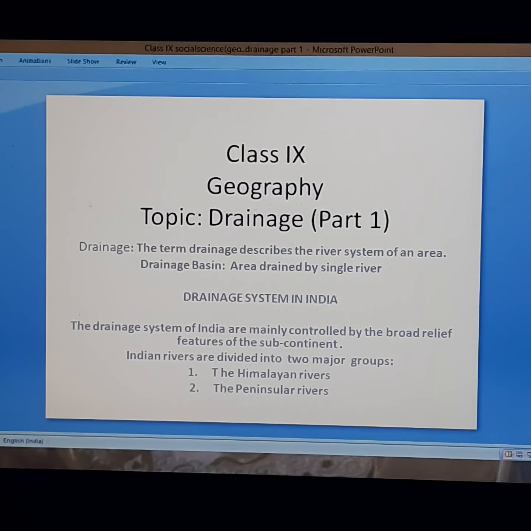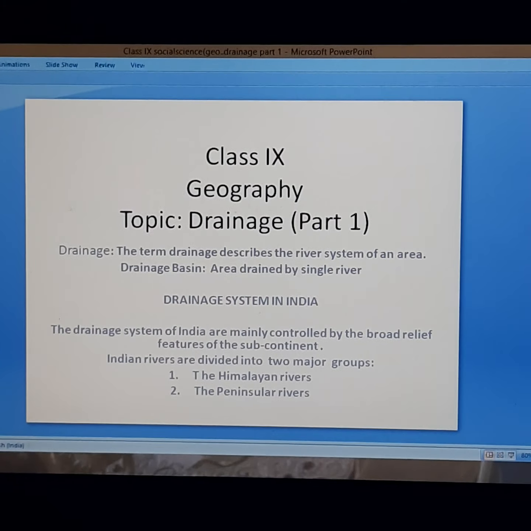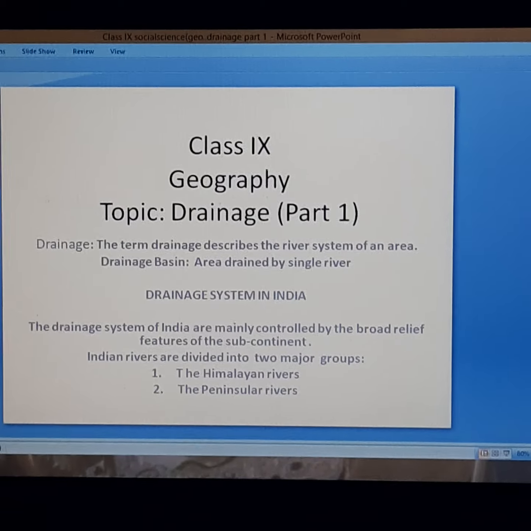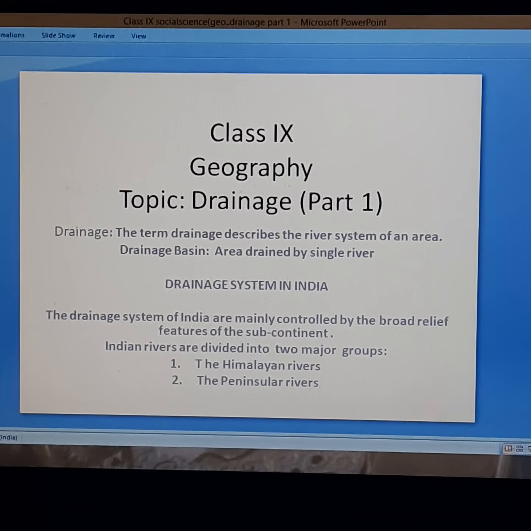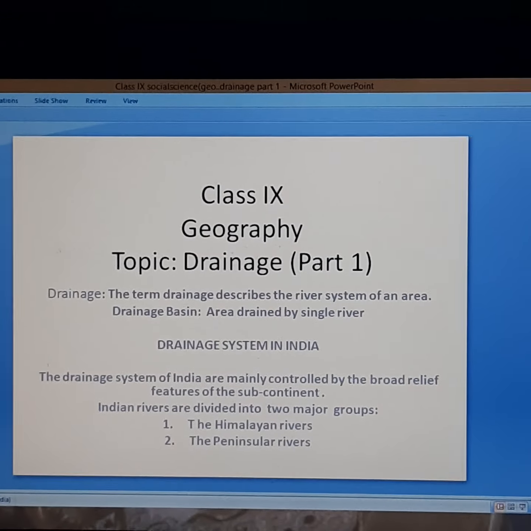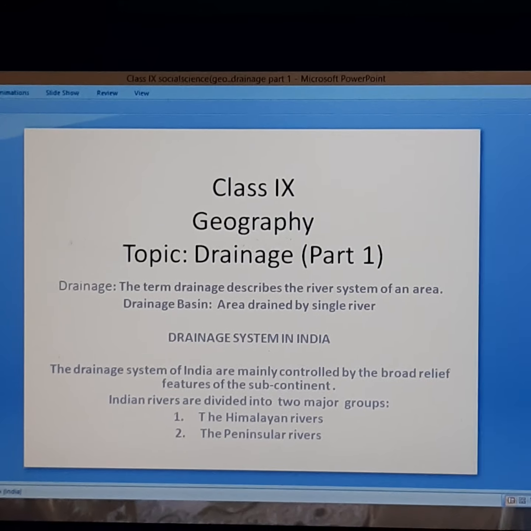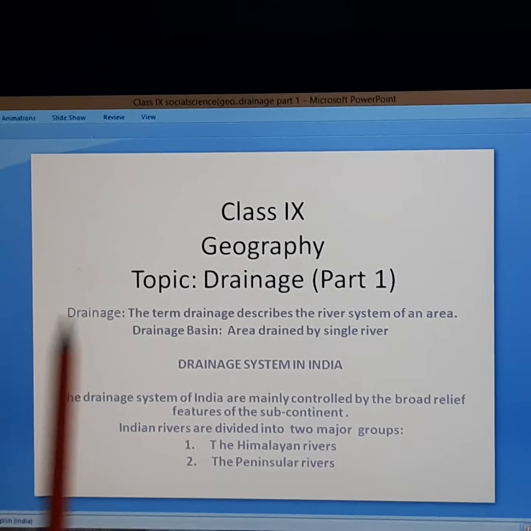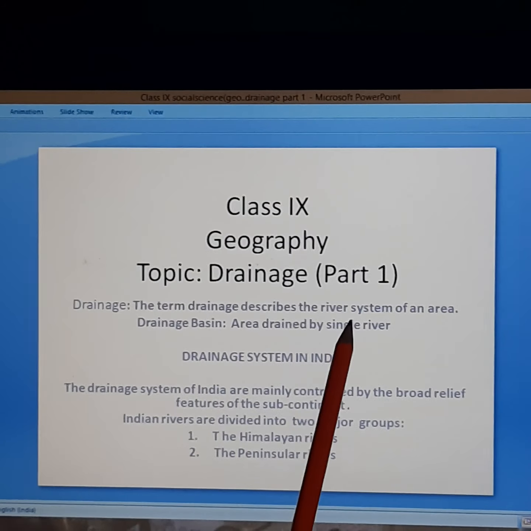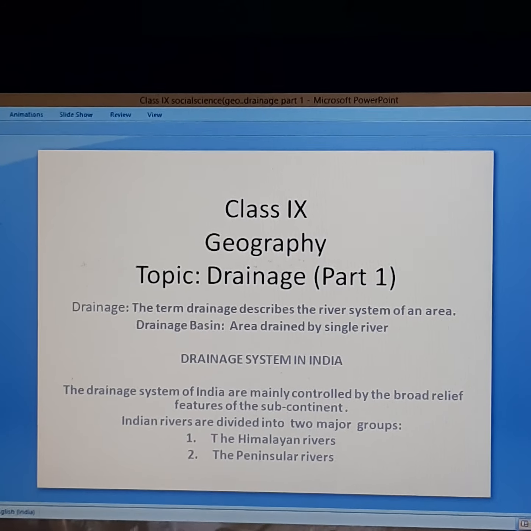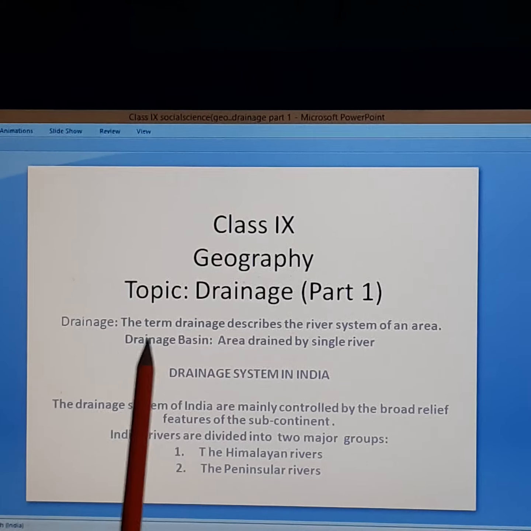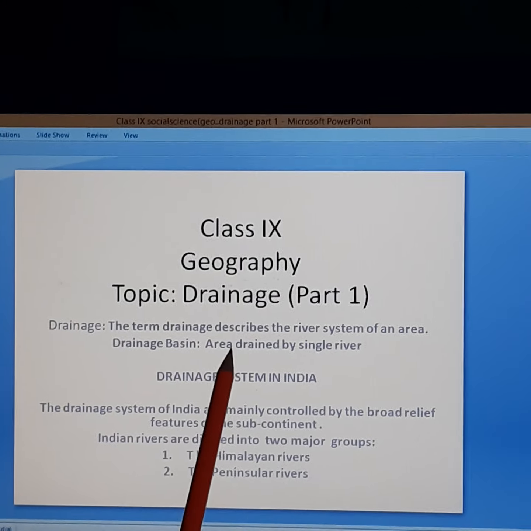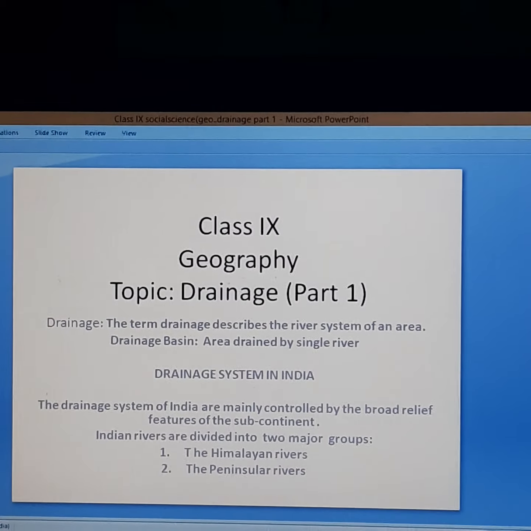But here in this chapter, when we talk in a general sense, the river system that covers a certain area is called drainage. I have given the terms here. The term drainage describes the river system of an area. The next term is the drainage basin. A drainage basin means the area drained by a single river.